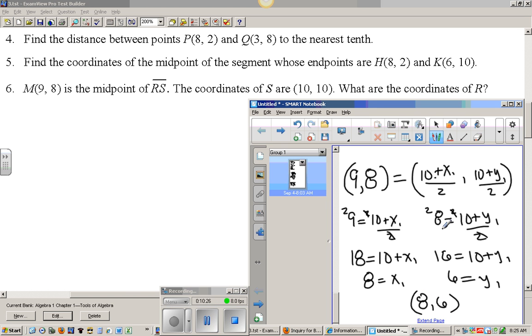So the two endpoints are 8, 6 and 10, 10, and that gives me the midpoint of 9, 8. And that is your startup for week number 3.